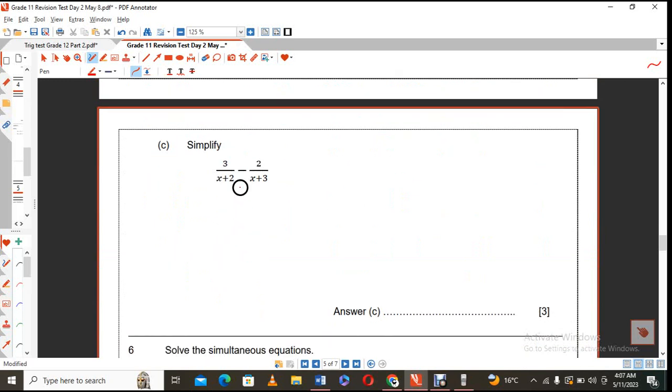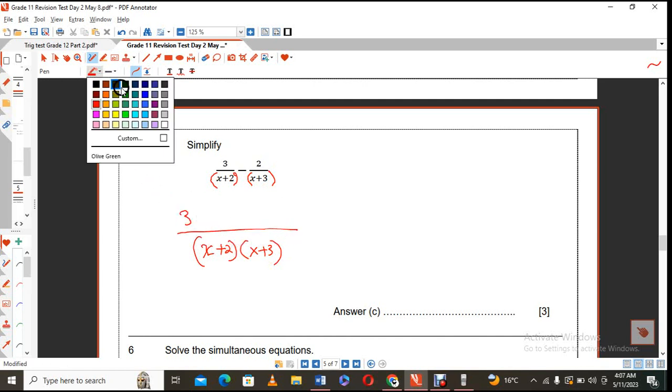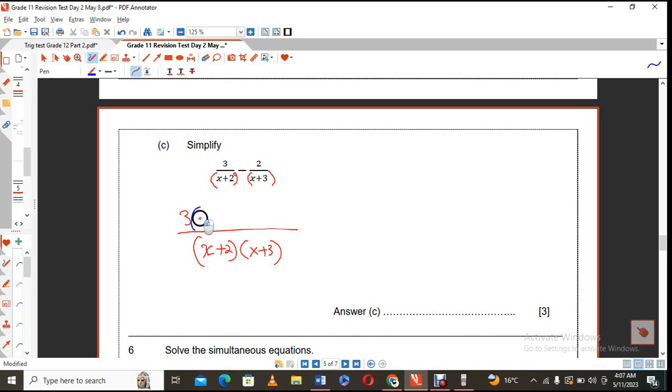Whenever you are dealing with algebraic fractions, you need to put parentheses in the expression. All right, so the denominator will be x plus 2 and x plus 3. You can just join them. The 3 over here is now going to get that x plus 3. Then the other number will get x plus 2.